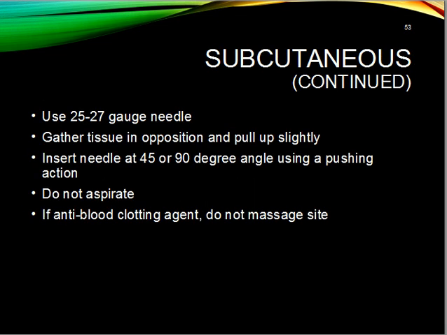Use a 25 to 27 gauge needle, which is a smaller needle. Consider the tissue, gather tissue in opposition and pull it up slightly. Insert the needle at a 45 or 90-degree angle using a pushing action. Do not aspirate, and if giving an anti-blood clotting agent, do not massage the site.